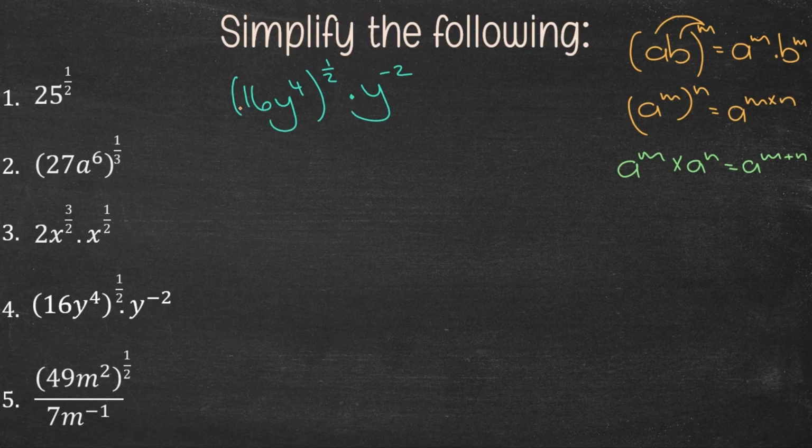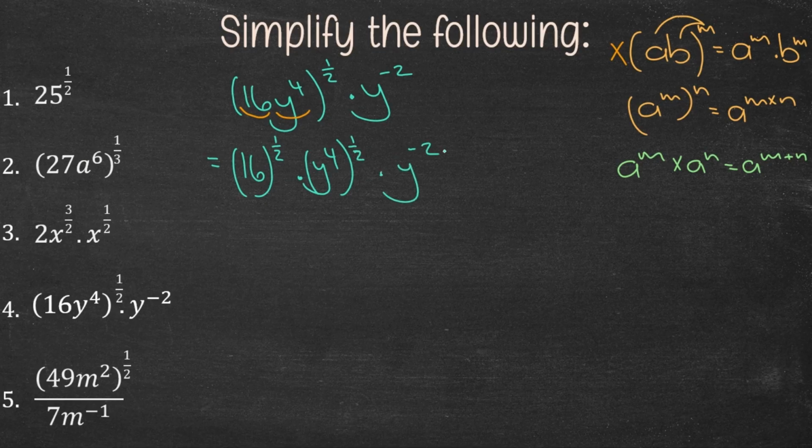First of all, I can see there are 2 factors inside the bracket, which means I'm going to apply this exponent law. So let's do that for now. I've got 16 raised to the power of a half multiplied by y to the power of 4 in brackets raised to the power of a half, all multiplied by y to the power of negative 2. Now, next up, let's see what we have. We've got this number, which is raised to the power of a half, and that means we want the square root of 16, and that is 4.